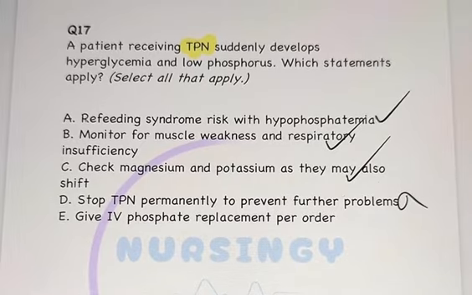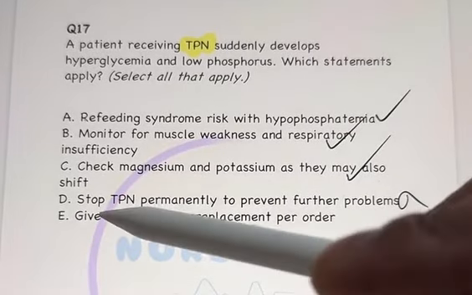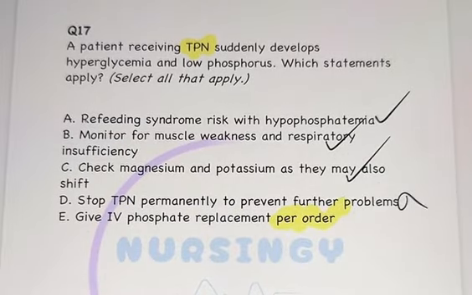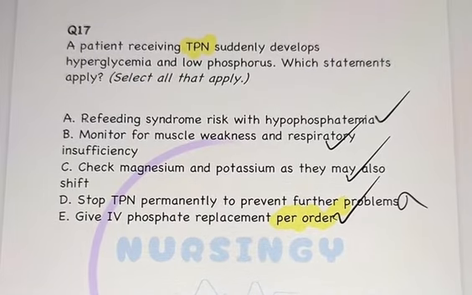Give IV phosphate replacement per order. Can you give IV phosphate? Yes, because sometimes this doesn't indicate IV push. This is just indicating IV per order. So that's why we are seeing this as the correct option.